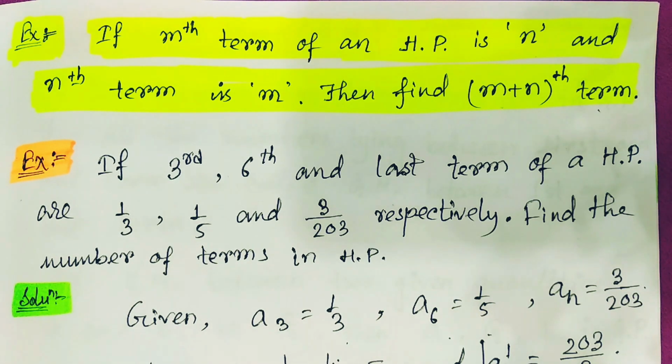Till now we have completed what is AP, what is HP, what is GP. Now in the next video we will do AM, GM, HM, that means arithmetic mean, geometric mean and harmonic mean. Till now in our videos we have not discussed arithmetic mean, geometric mean and harmonic mean anywhere, because these three have special importance. So we will discuss them in our upcoming videos.